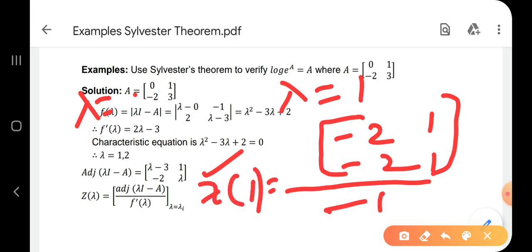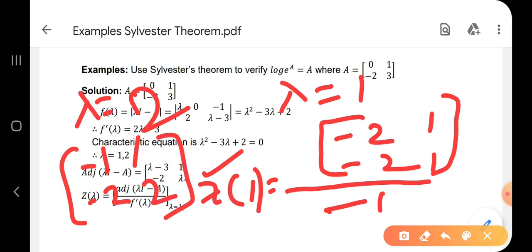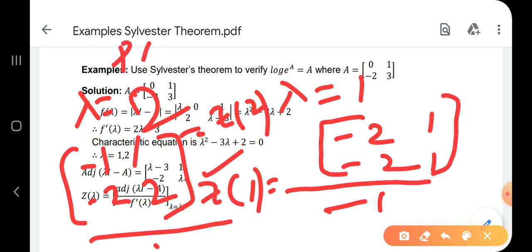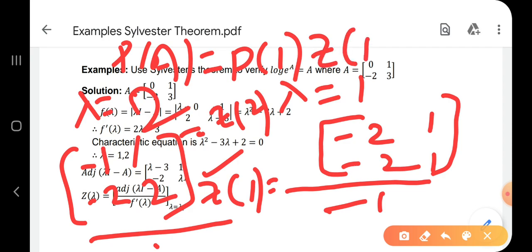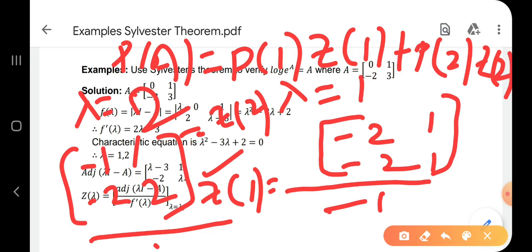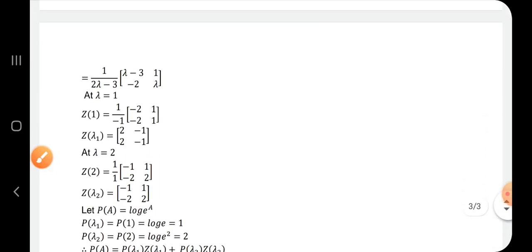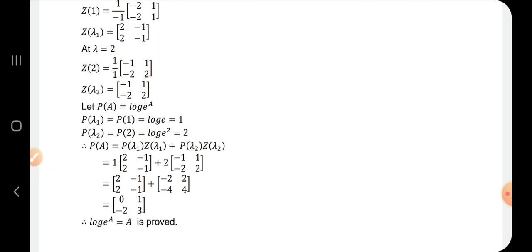Now we will find z of 2. For that lambda equal to, yes, what we have to substitute? Lambda equal to 2. Substitute here, I get minus 1 1, minus 2 2, correct? And now divide it by 1 and we call it as z of 2. This is our z of 2. So P of A is equal to P of 1 z of 1 plus P of 2 z of 2, and do your calculation, find your answer. Correct? I have shown the answer here.